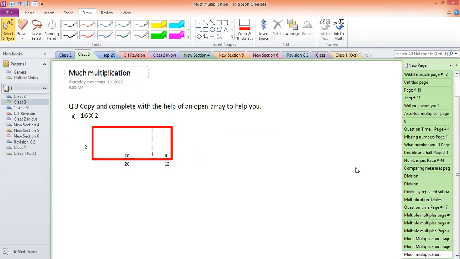32 will be your answer. Oh, sir, I understand. This is with the help of an open array. So you will write here 20 plus 12 equals 32, or you will write 32 up here also. So this is how you solve with the help of an open array. Right, guys?